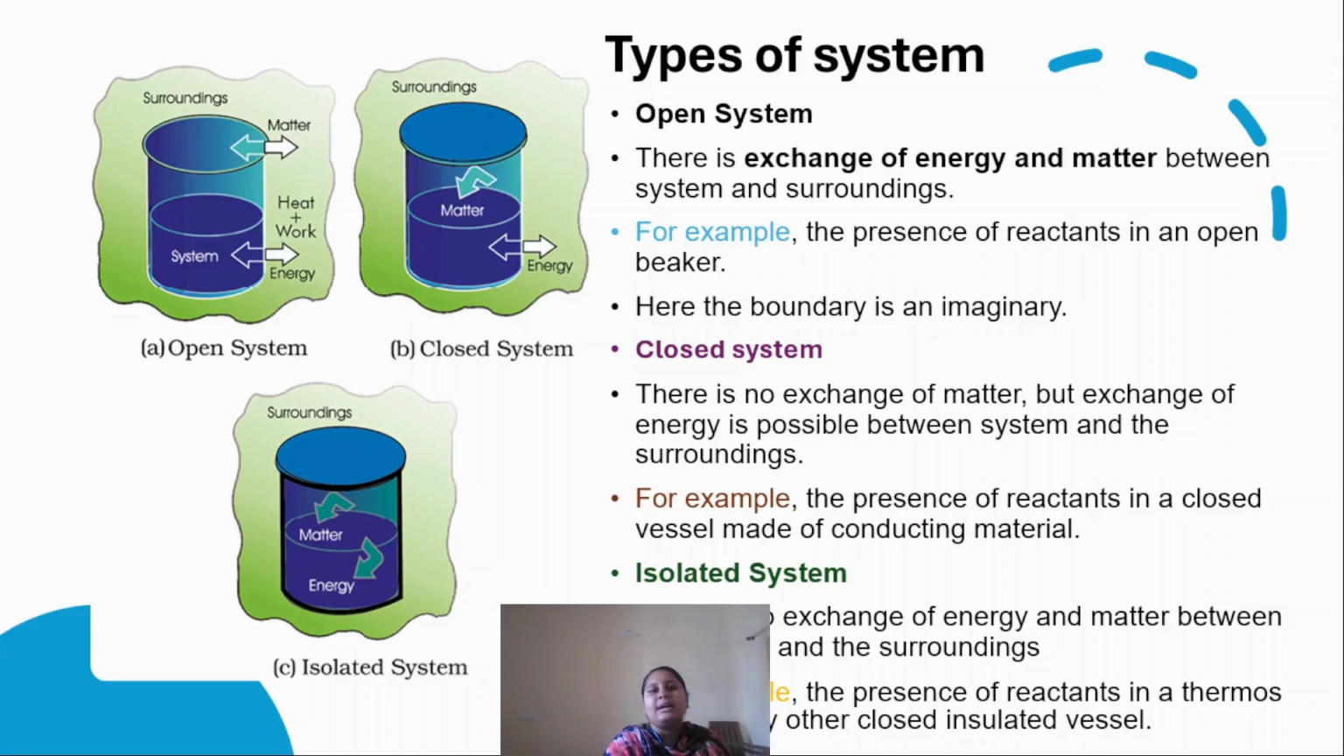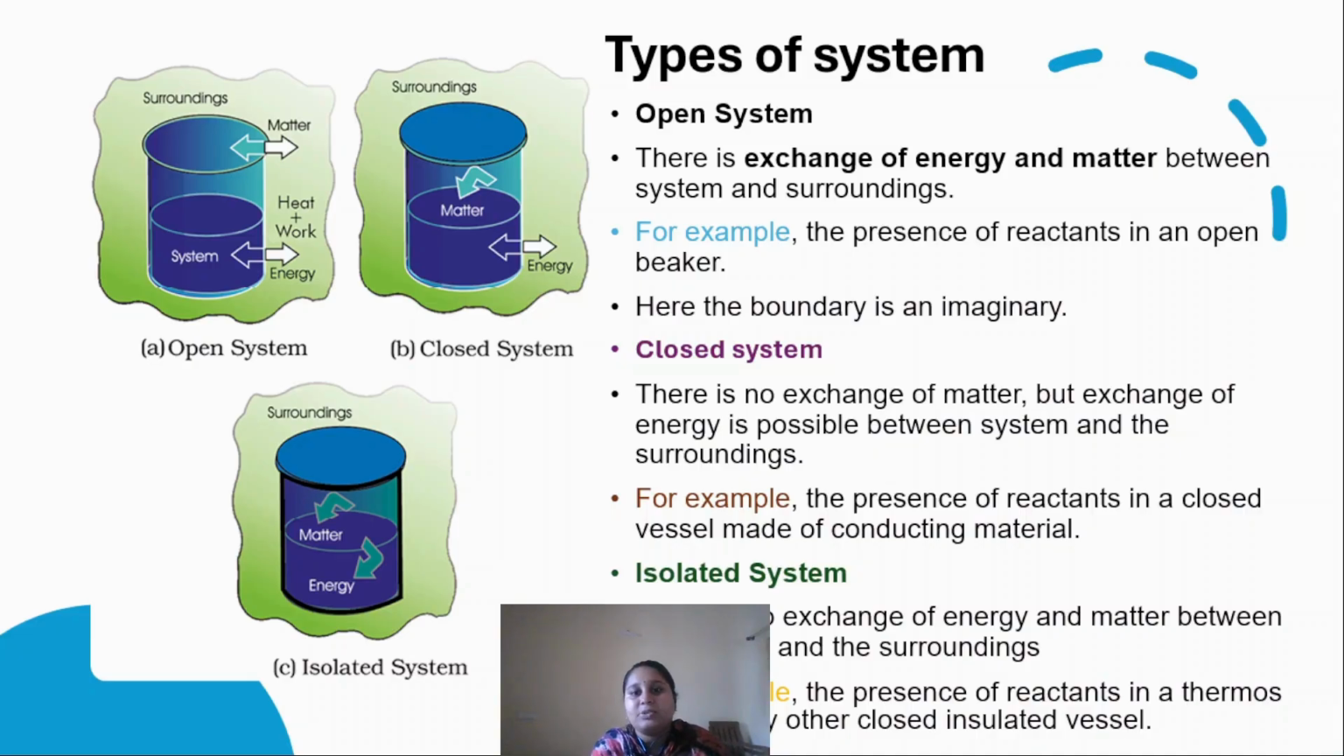So the next is types of system: open system, closed system, and isolated system. In an open system, what happens? There is exchange of energy and matter between the system and the surroundings. For example, the presence of reactants in an open beaker. This is an example of an open system. Here the boundary is imaginary. So we don't know the boundary. There is no boundary between system and the surrounding.